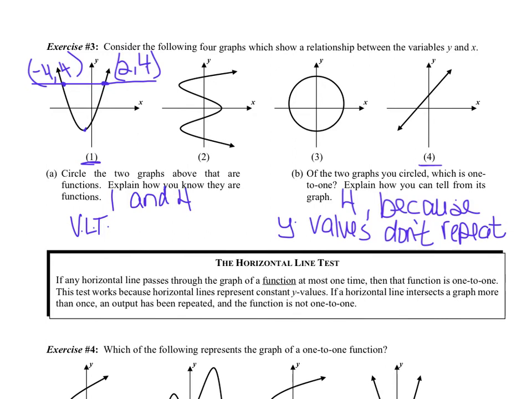So really what this is leading up to is the horizontal line test. So you're used to a vertical line test to test if it's a function, and now we're also going to use a horizontal line to figure out if it's one-to-one.